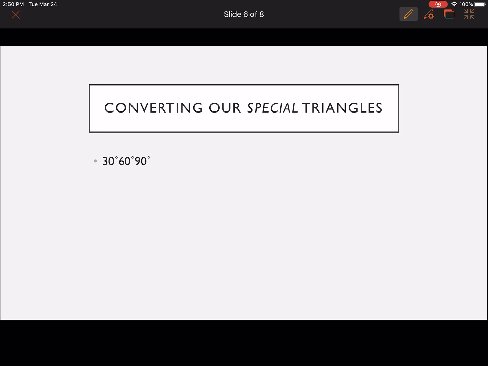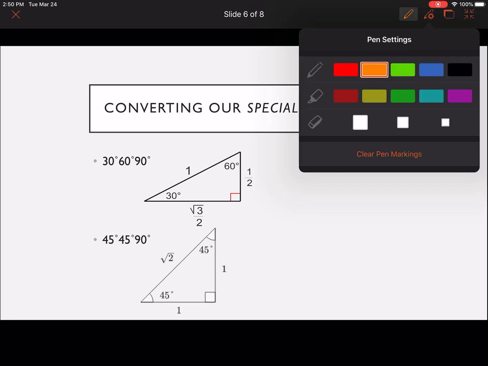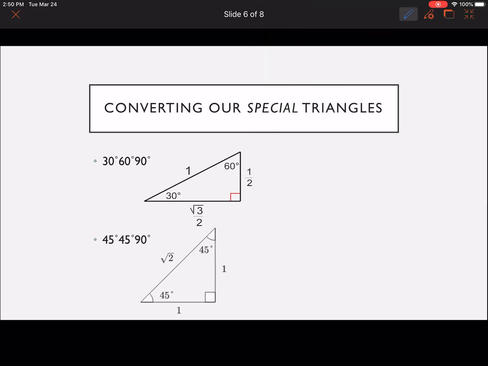I would suggest that you pause the video and try to think about these special triangles. What about 30 degrees? What about 60 degrees? What about 45 degrees? What do those look like in radians? In super Dora the Explorer fashion, you're right. 30 degrees, that is pi over 6. 60 degrees, that is pi over 3. 45 degrees, you're right, that is pi over 4.